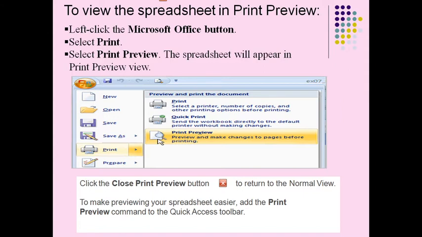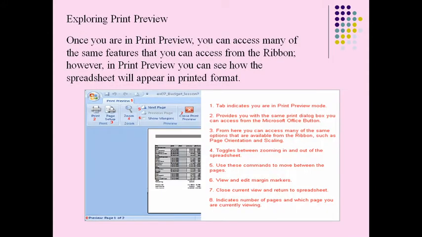Okay, now let us go to the next slide here, exploring print preview. So when you open the print preview window, these are the different parts of the print preview. You can see in the picture. Okay students, see here, this is the first part, print preview tab, which indicates you are in print preview mode. Second one, print, provides you with the same print dialog box you can access from the Microsoft Office button.